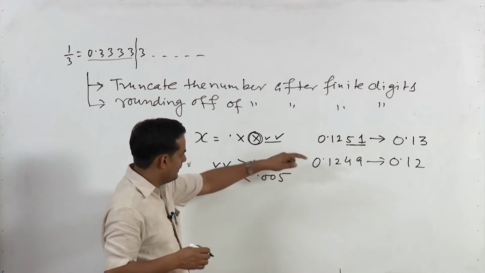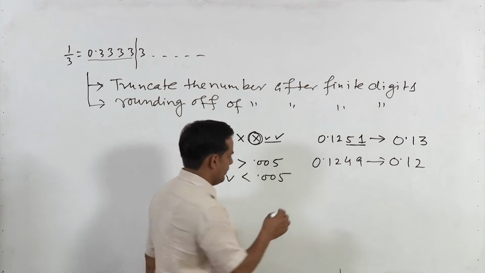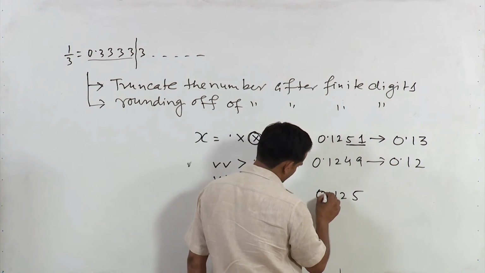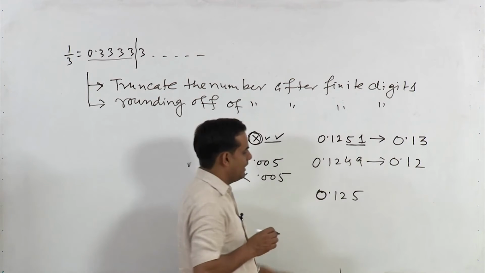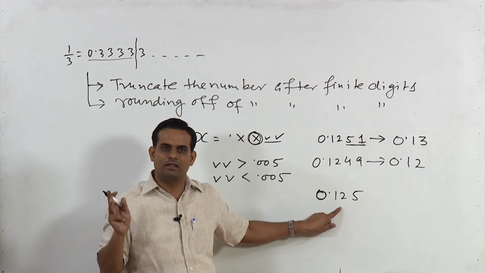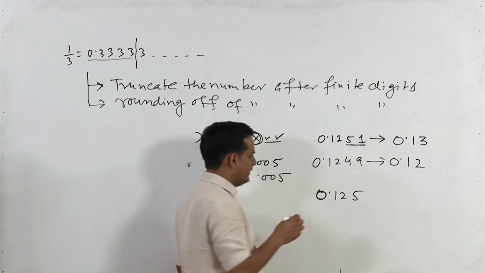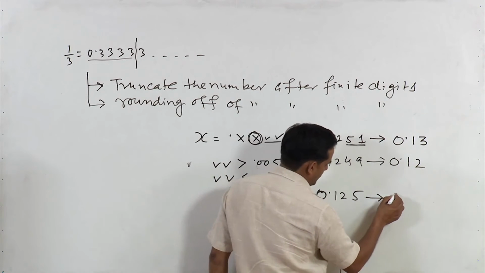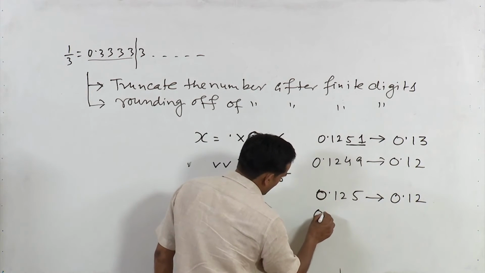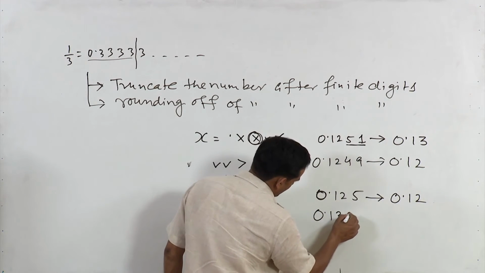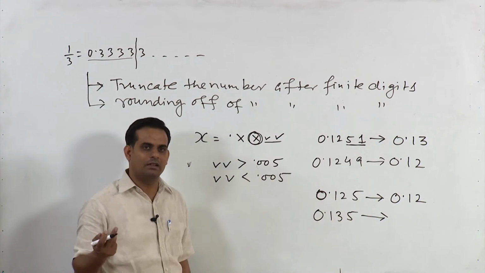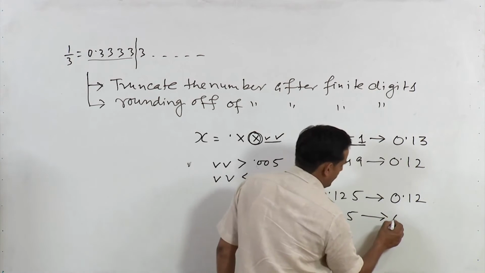What will happen if it is exactly 0.125 and I want to round it up to 2 significant digits? So, what will happen? This will retain 0.12, but suppose I am having a number 0.135 and I want to round off this up to 2 significant digits, it will become 0.14.